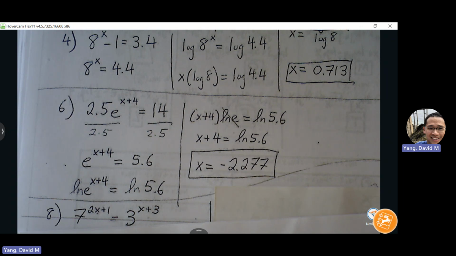We can just go ahead and take log of both sides. If you don't see a nice clean relationship between the two bases, you can take a log of both sides. Just go ahead and try to bring the exponent down.